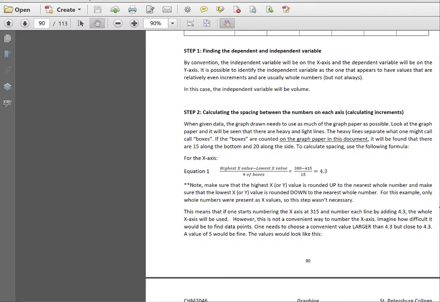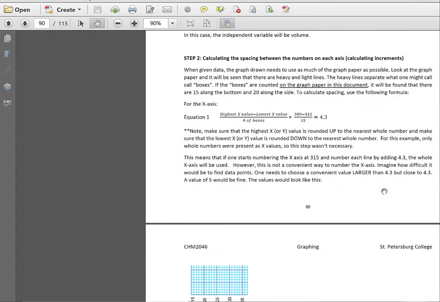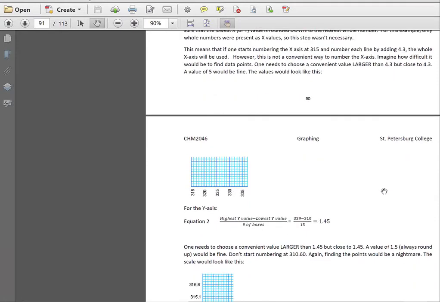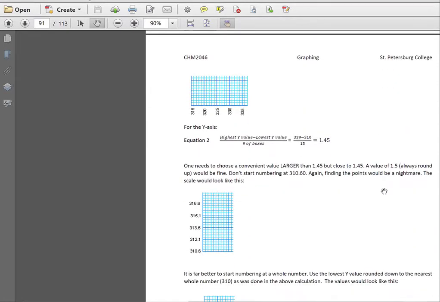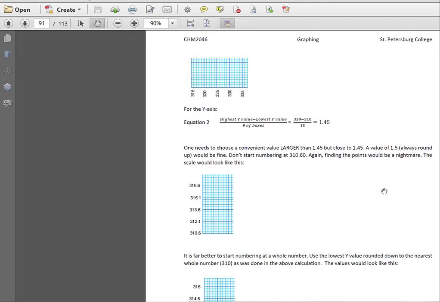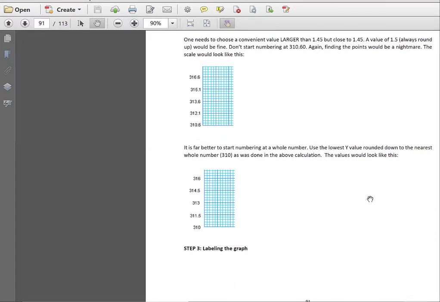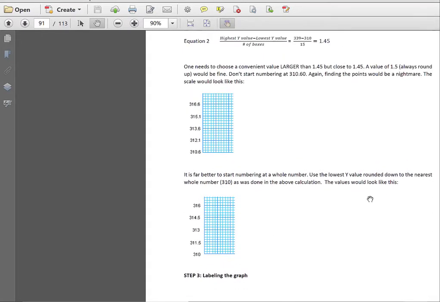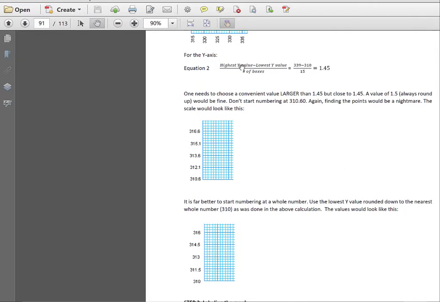They also teach you how to use graph paper, how to figure out how to space your graph paper numbers out. If you take a look, there's an example of graph paper I'll show you in the pages after this. Going across, there's 15 boxes. Going up and down, there's 20 boxes. So you'll have to go through and do those calculations. Once you take your highest y value minus lowest y value and divide it, in our case, it will be 20 boxes.